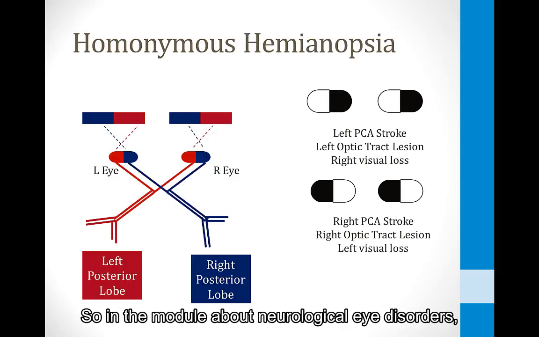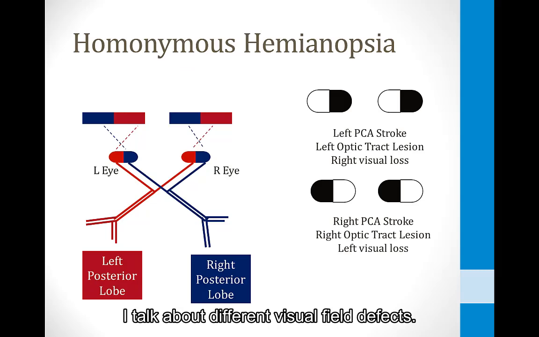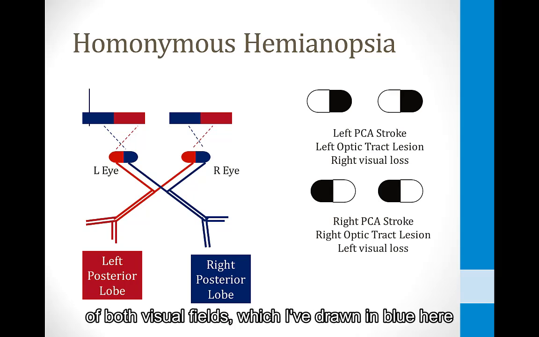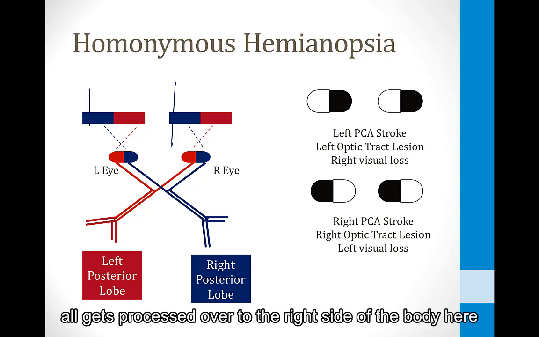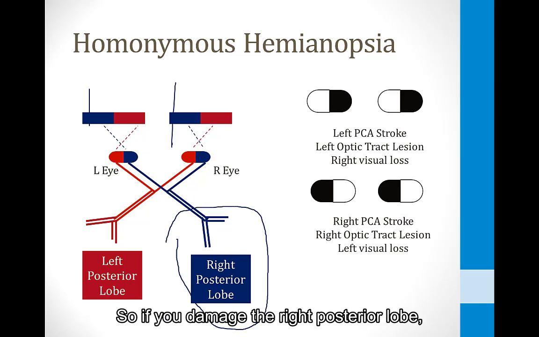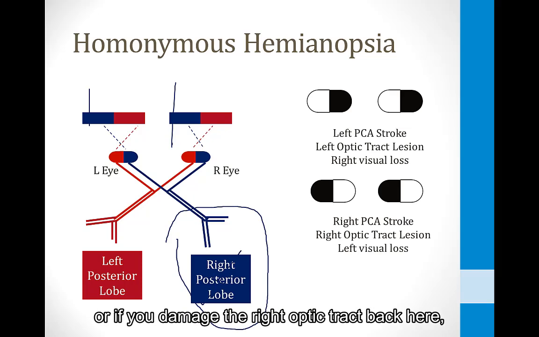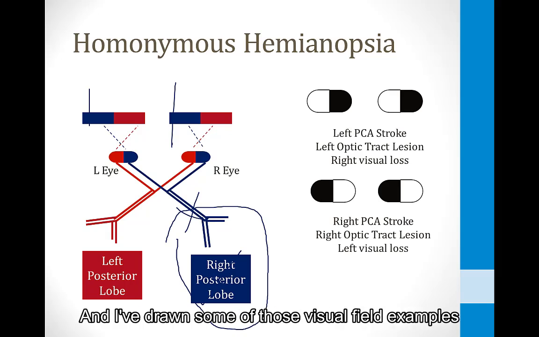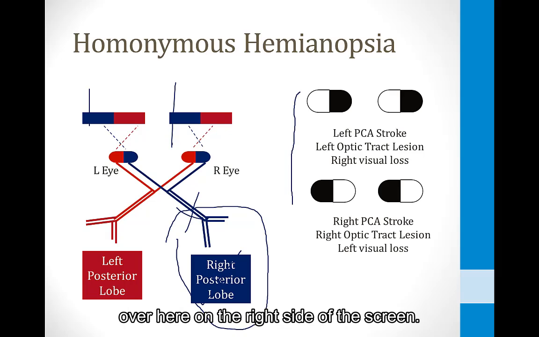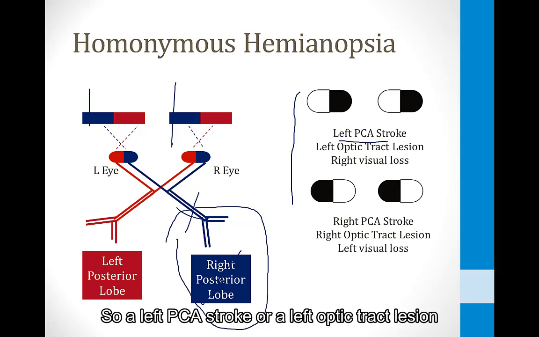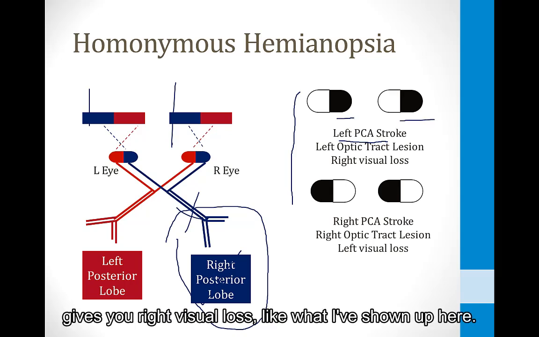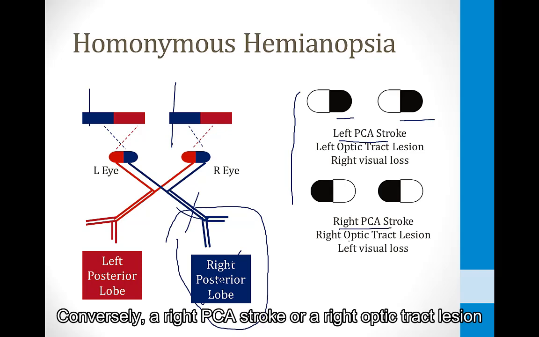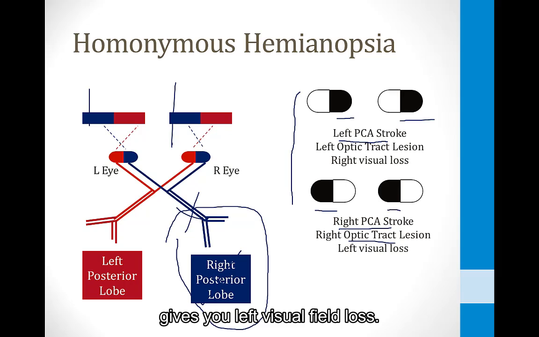So in the module about neurological eye disorders, I talk about different visual field defects, and I won't revisit all of that now. But what I will tell you is the left portion of both visual fields, which I've drawn in blue here in this picture on the left, all gets processed over to the right side of the brain here and processed by the right posterior lobe. So if you damage the right posterior lobe, or if you damage the right optic tract back here, you will lose the left side of both visual fields. And I've drawn some of those visual field examples over here on the right side of the screen. So a left PCA stroke or a left optic tract lesion gives you right visual loss, like what I've shown up here. Conversely, a right PCA stroke or a right optic tract lesion gives you left visual field loss.